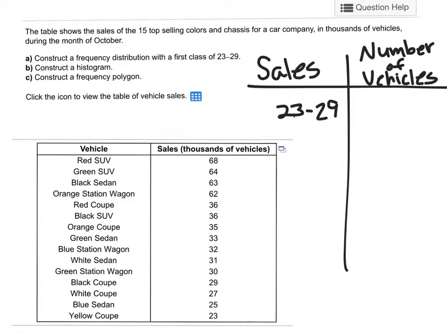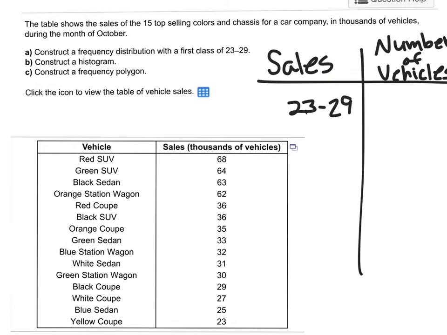So it's asking you to construct a frequency distribution with the first class of 23 through 29. That information is given to you in an empty table for you to fill in. Now, one thing that's important to know about frequency distributions is that all of your classes, all the intervals that fall down this side of the table, have to be the same, and every number in the data set needs to be accounted for. Let me explain what I mean by that.